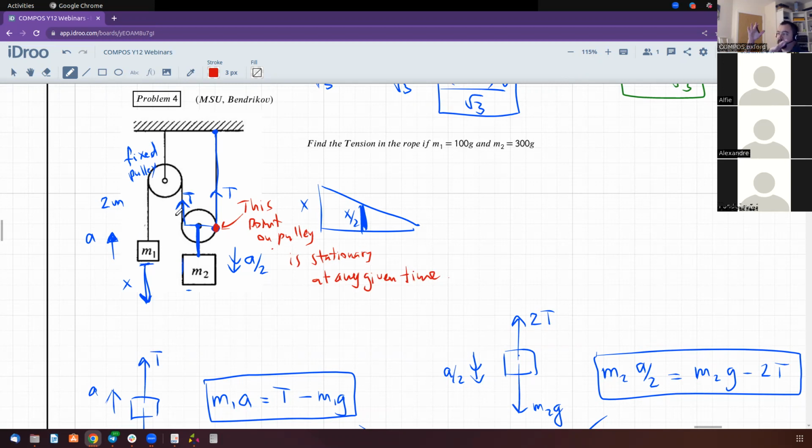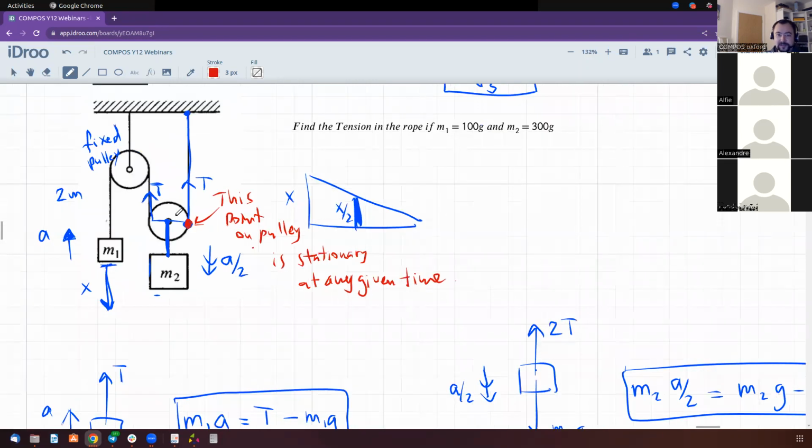It's like a wheel rolling on a road. The bottom part is stationary. I mean, you can't say the wheel is stationary, and you can't say the road is stationary relative to the wheel, but you can say that, at any given moment in time, the bottom part of the wheel is stationary.